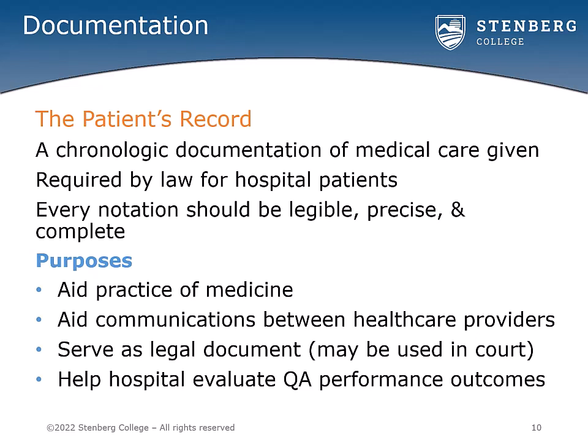There are certain documents in the lab that are kept for extended periods of time for legal reasons. The patient's record, which is a chronological documentation of medical care given, is required by law for hospital and private lab patients. Every notation should be legible, precise, and complete. For the lab, that includes every test ordered, collected, and resulted, as well as a record of any blood products a patient receives.